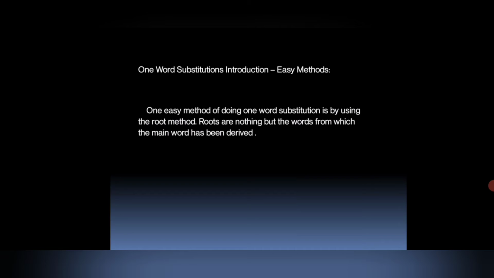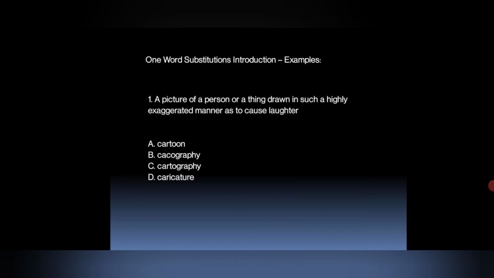Of course, undoubtedly, enrichment of your vocabulary through thorough and continuous reading cannot be replaced by anything. And still, within that, what easy method can we follow? One easy method of doing one word substitution is by using the root method. Roots are nothing but the words from which the main word has been derived. This you have to focus on. And I have brought some examples here.